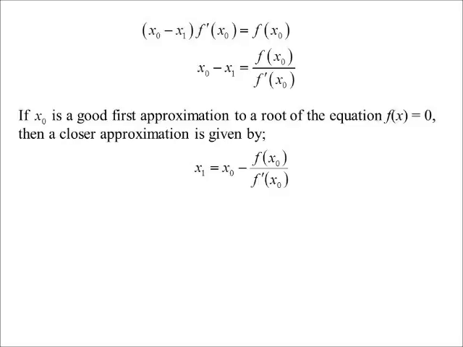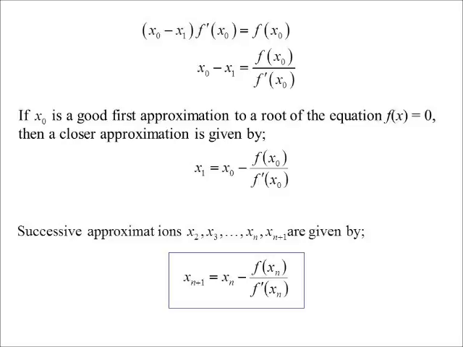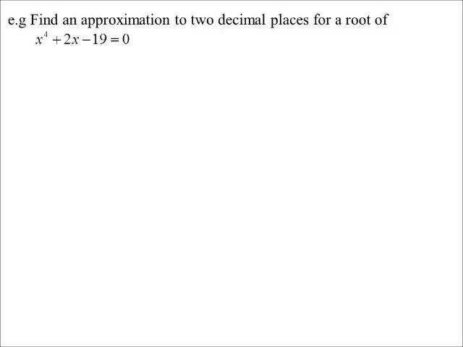And you can keep going and find more approximations. So to generalise it, x(n+1), you get the one before it, xn, minus f(xn) over f dash xn. Let's do the same question and see how good Newton's works. So f(x) is x to the 4 plus 2x minus 19, we're going to need the derivative, 4x cubed plus 2. Now we're going to need a good first approximation. Don't say 1.97. We're going to need a good first approximation. 2.